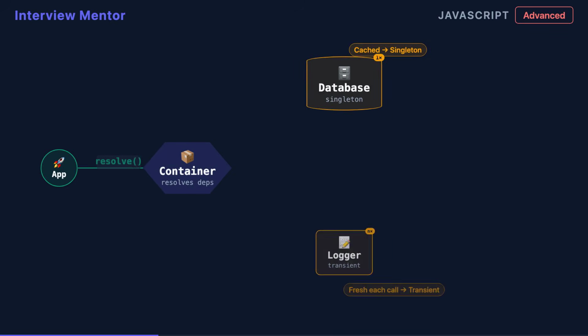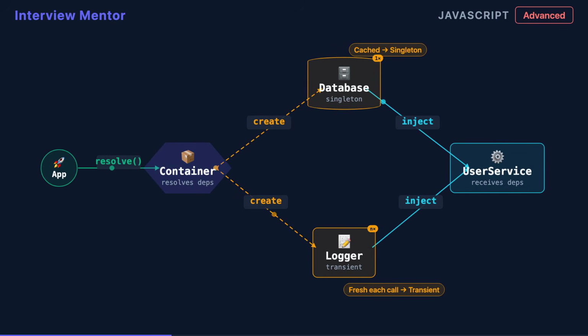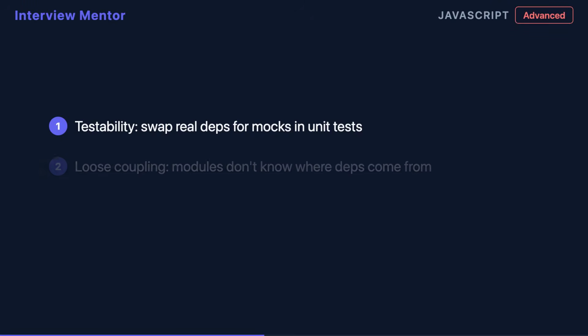Wire your app with a factory function or lightweight container. You register a factory for each service. When resolved, the container calls the right factory and passes in its dependencies. For lifecycle control, cache the instance for singletons or create a fresh one each time for transients. No framework needed. 2 key benefits.